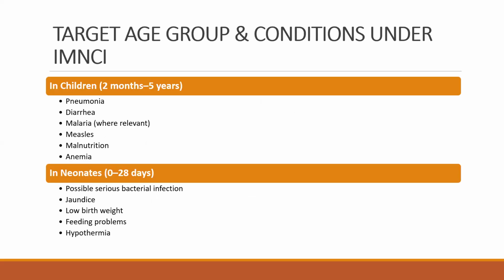So, the target age group and conditions which are covered under IMNCI: in children 2 months to 5 years of age, it treats children with pneumonia, diarrhea, malaria, measles, malnutrition, and anemia. And in neonates of 0 to 28 days, it treats them if they have the condition of possible serious bacterial infection, jaundice, low birth weight, feeding problems, and hypothermia.